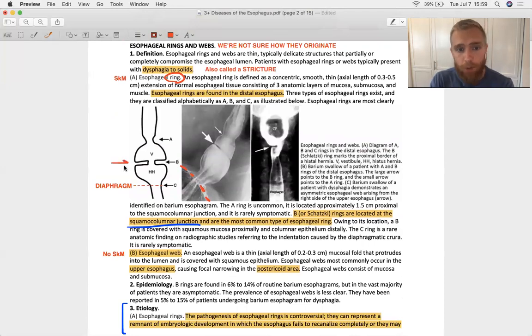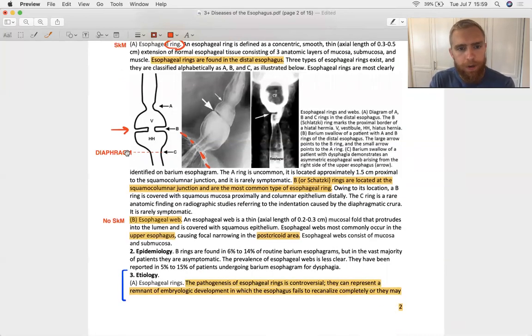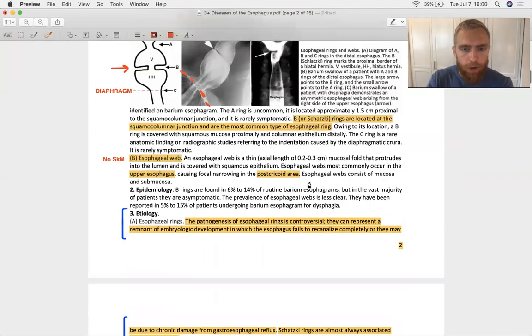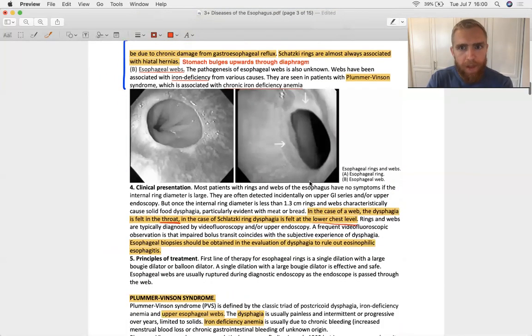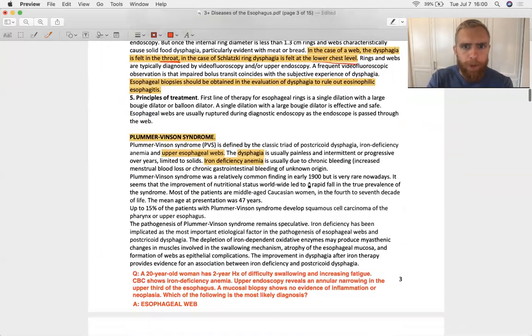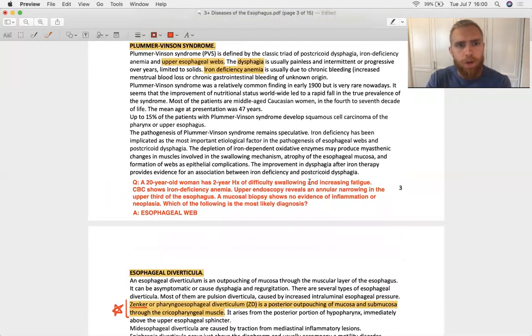This right here, good cartoon of a Schatzki ring. Again, it's going to be marginally above, a couple inches above the diaphragm. It's got a characteristic location, and these type B Schatzki rings do account for the vast majority of esophageal rings, and they're associated with hiatal hernias. So know the associations with each of those. Again, esophageal webs are associated with Plummer-Vinson syndrome, defined as dysphagia, iron deficiency anemia, and upper esophageal webs. That's it, really.